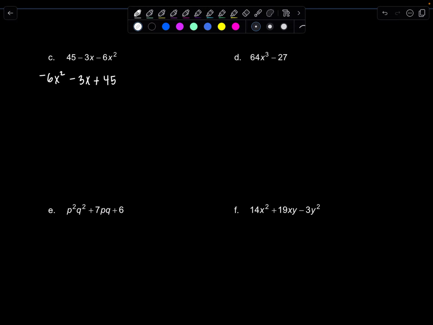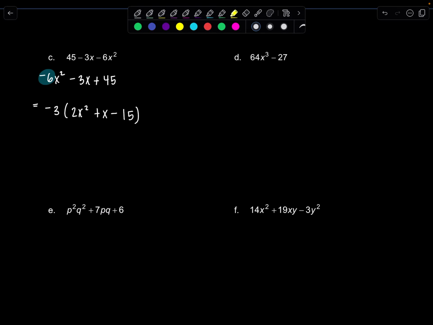If the leading term is negative, I'm going to encourage you to take a negative common factor out. It just makes life a lot easier. You don't have to, but it will certainly save you quite a bit of headache. So I'm going to take out a negative 3 from everybody, and then I'm left with 2x squared plus x minus 15. Take a second. How are we doing?